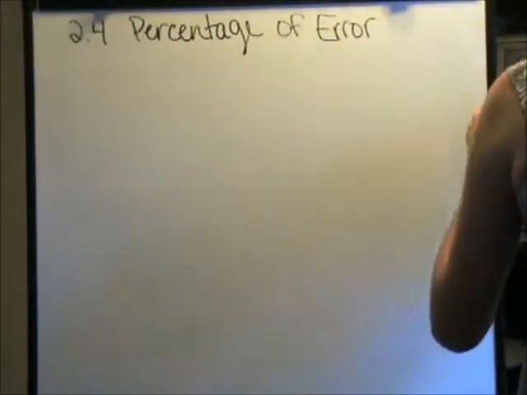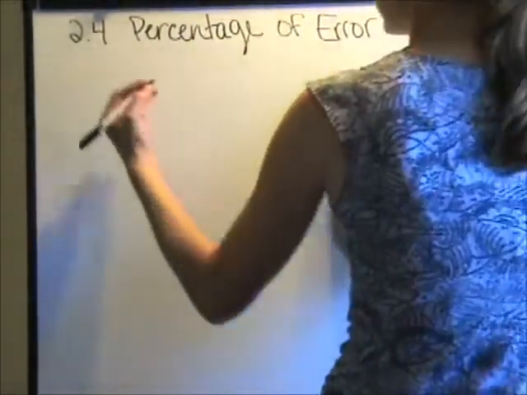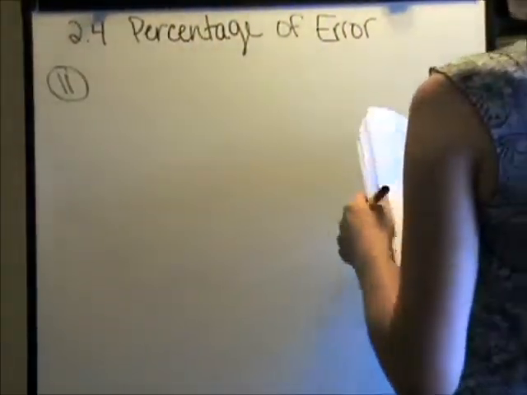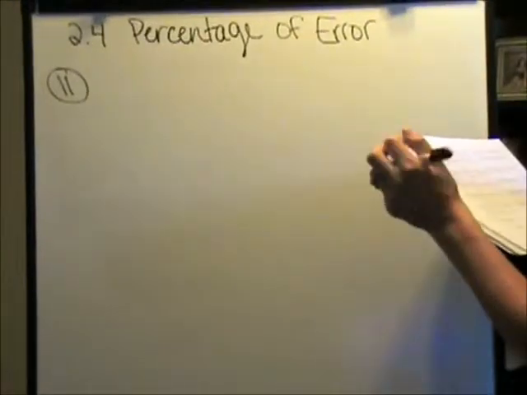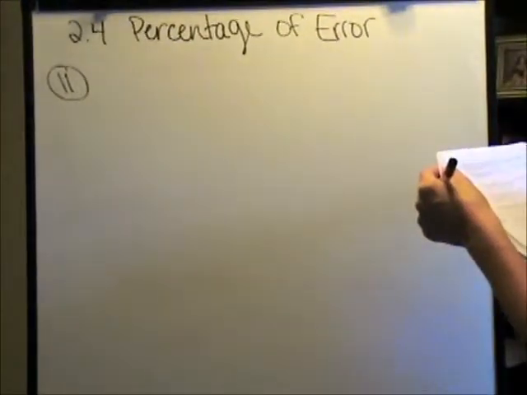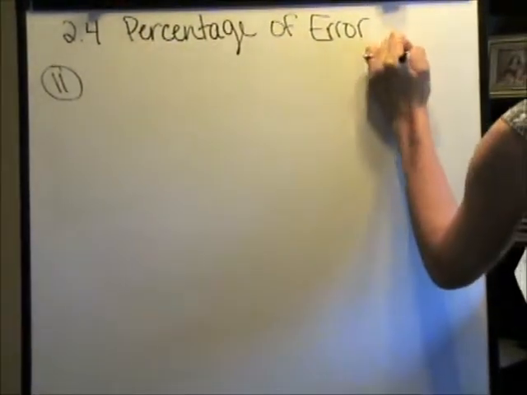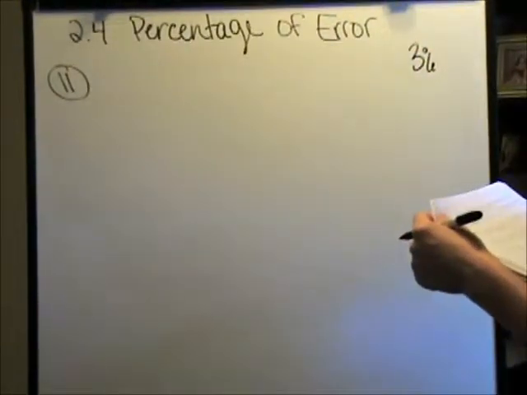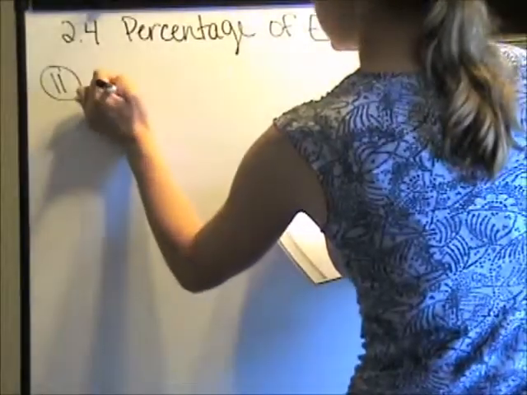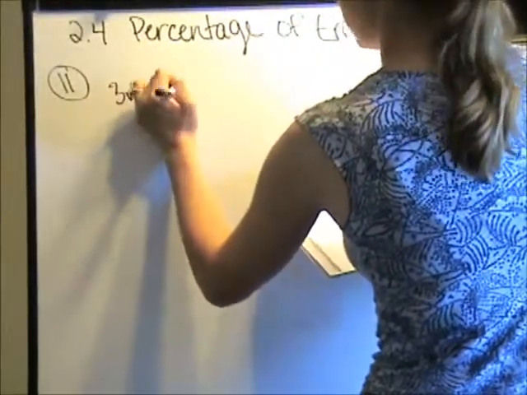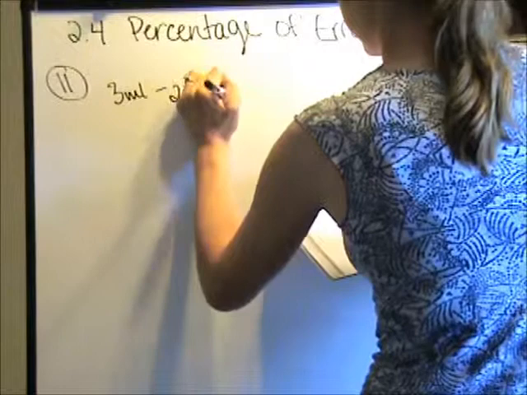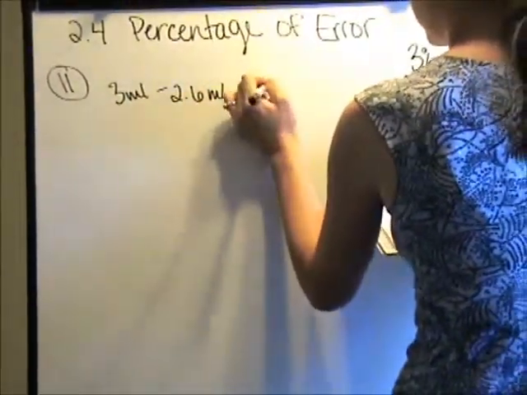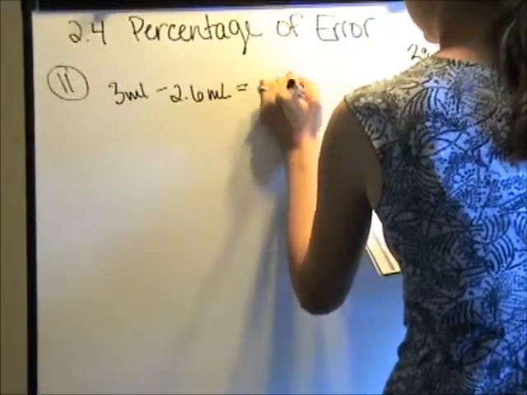Let's look at a couple of other ways we can calculate this. Let's turn to the next page, page 56, and look at number 11. Determine the percentage of error for the following measurements and identify those within a percentage error of 3%. So that's going to be the magic percentage. The measured volume was 3 ml, but the actual volume was 2.6. So let's find the amount of error. Subtract these two and we're going to get 0.4 ml.